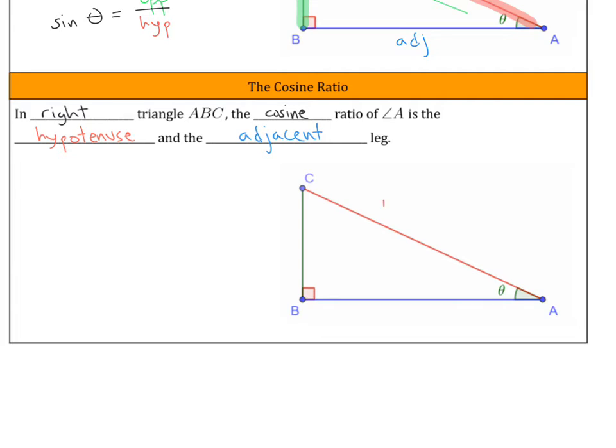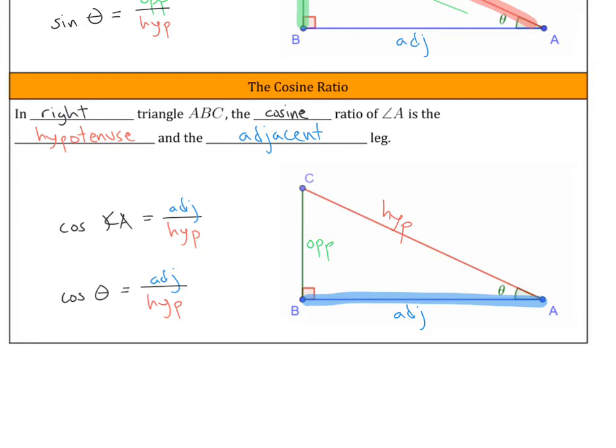So, same triangle, labeling all three sides with hypotenuse, opposite leg, and adjacent leg. The two sides that we use for cosine of angle A is going to be the adjacent leg divided by the hypotenuse. Again, I can rewrite that using theta. So cosine of theta is equal to the adjacent leg divided by the hypotenuse. Here's the adjacent leg. Here is the hypotenuse.